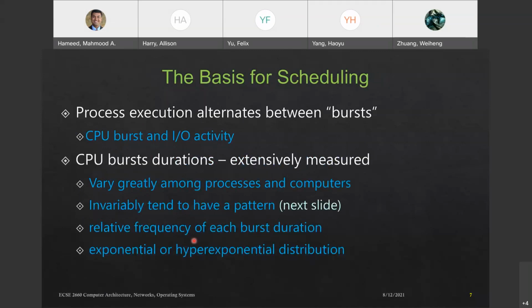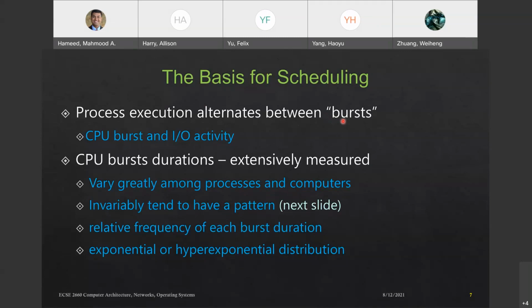What is the basis for scheduling? The fact that processes alternate between bursts. The bursts are CPU burst and IO activity burst, or simply IO burst. What is a CPU burst? Duration of time CPU works on it. Then you switch to an IO burst. Then you come back to the CPU burst. So it'll be in bursts.